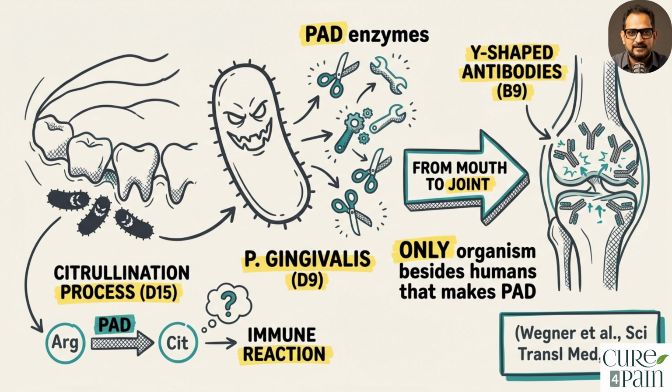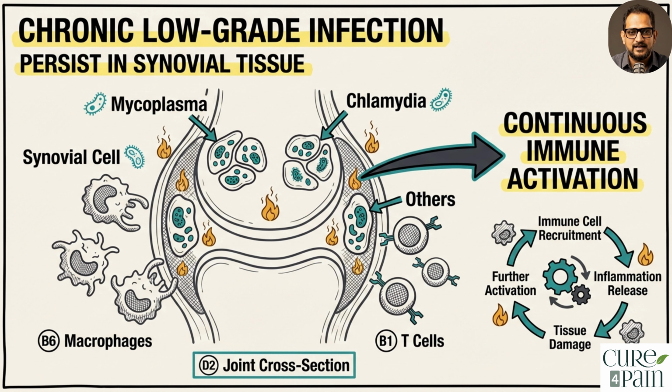Porphyromonas gingivalis. This periodontal bacteria is the only organism besides humans that produces PAD enzymes. It citrullinates proteins in your mouth, training your immune system to produce ACPAs that then attack your joints. Mycoplasma, chlamydia, and other intracellular bacteria can persist in synovial tissue, creating chronic low-grade infection that drives continuous immune activation.